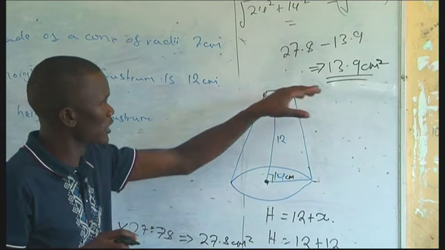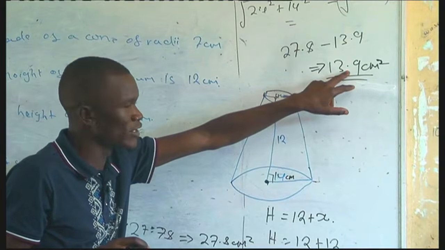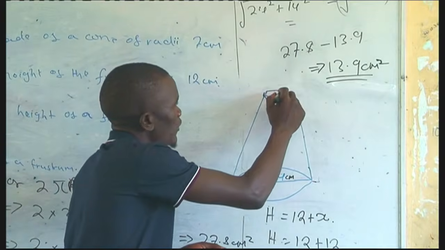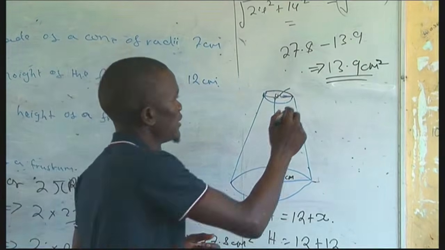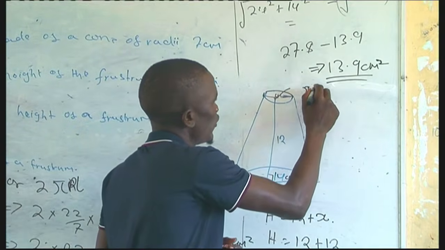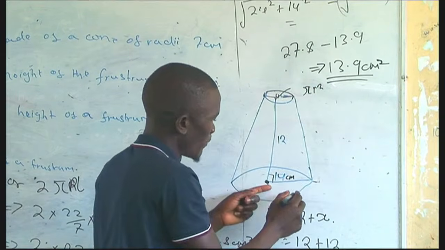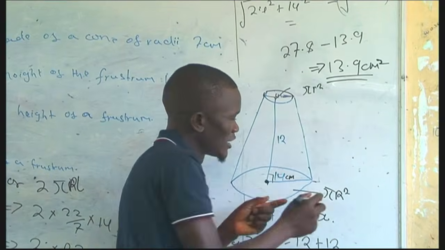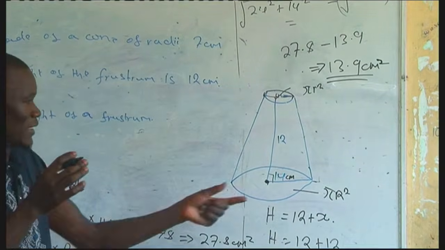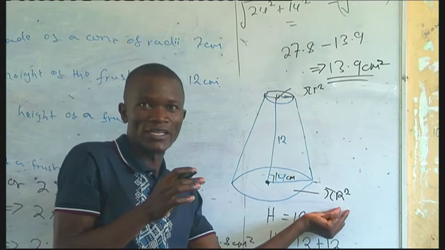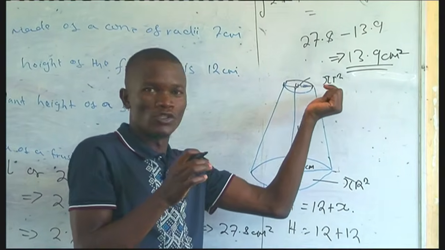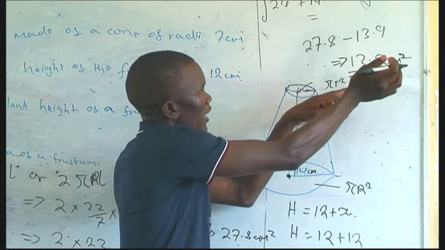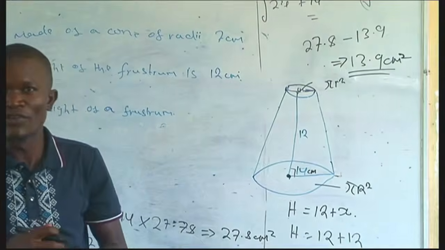So what do we do to this? Our curved surface, we add this part. How do we calculate the area of the upper part? It is pi r squared. The bottom part again is pi r squared. But you can see the difference between the r. The bottom is capital R. The upper is small r. Then you add these two areas to the curved surface.